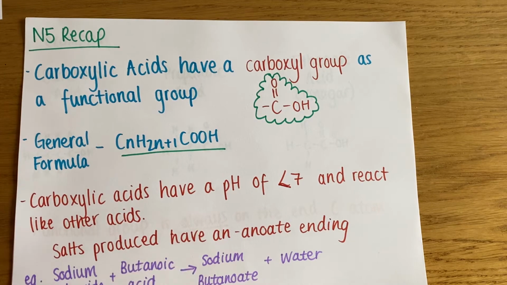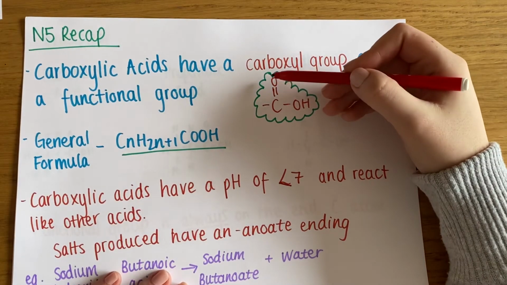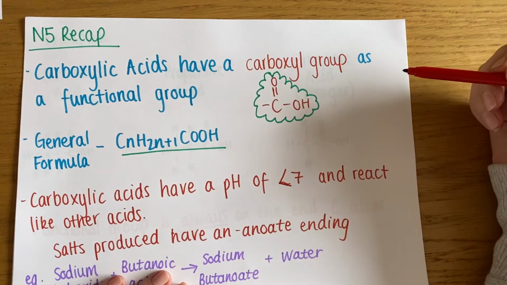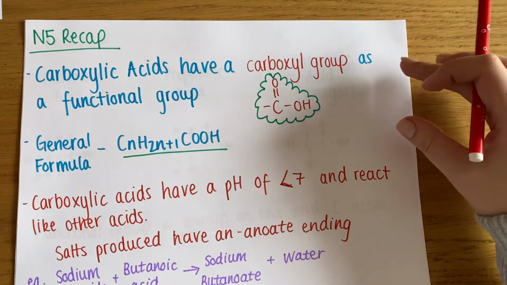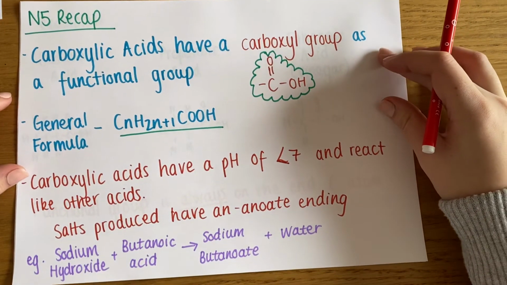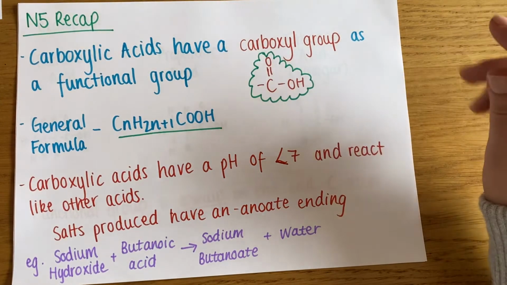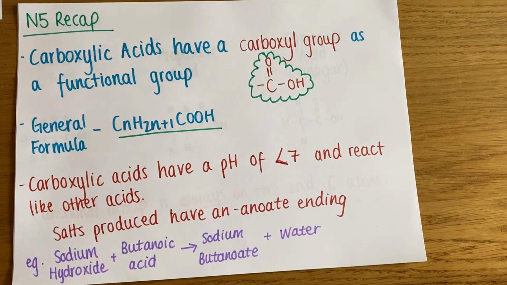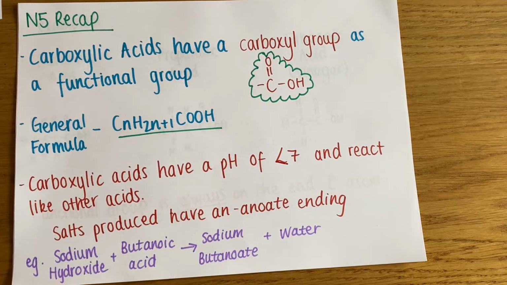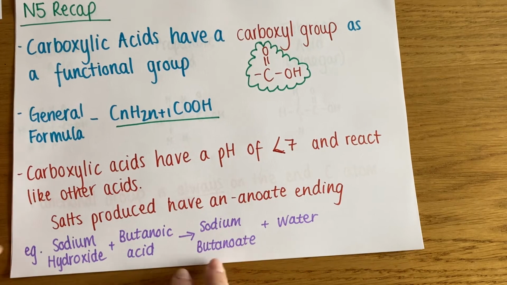So your carboxylic acids, you need to know from National 5, have a functional group called the carboxyl group, and it looks like this. So you've got a double bond O to an OH. Okay, general formula for your carboxylic acids is CnH2n+1COOH, and you need to remember that yes, they are called acids and they do react like acids. So they all have a pH of less than 7 and react like other acids.